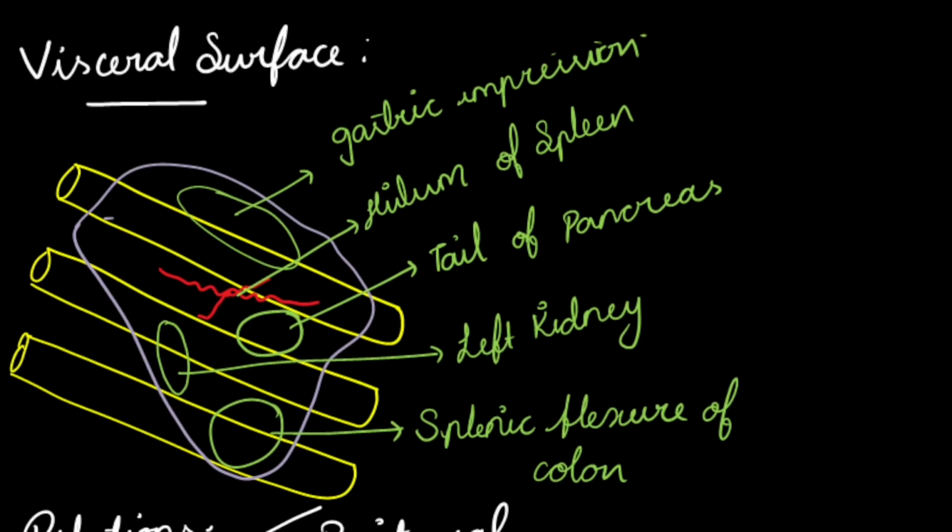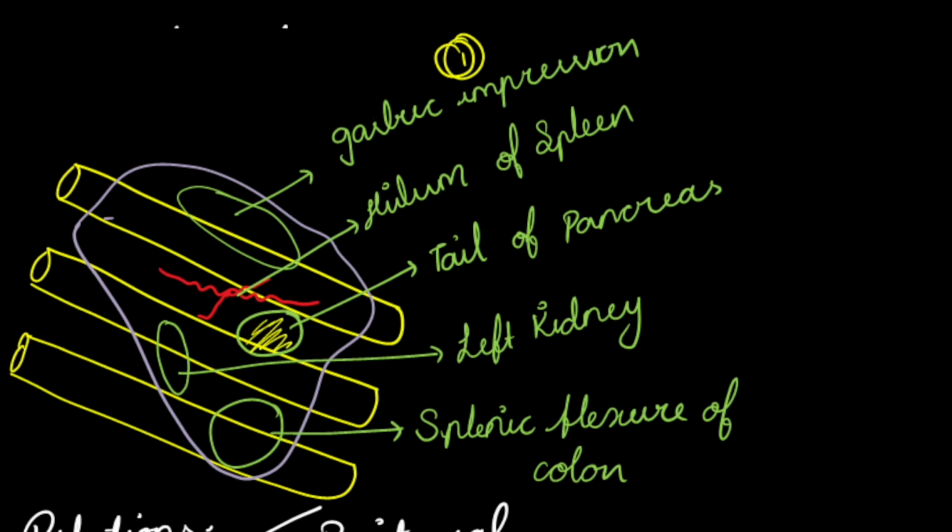So in case of visceral surface, as we had seen that it is concave and it will be having lot of visceral impressions. The first one is gastric impression, where it is related to the fundus of the stomach, and then comes the pancreatic impression where we can see the impression of tail of pancreas, and here splenic flexure of colon, and here we can see the left kidney impression, and here we are having the hilum of spleen where it receives the blood vessels of both the arteries and veins. Along with that it will receive the nerves and lymph nodes also.